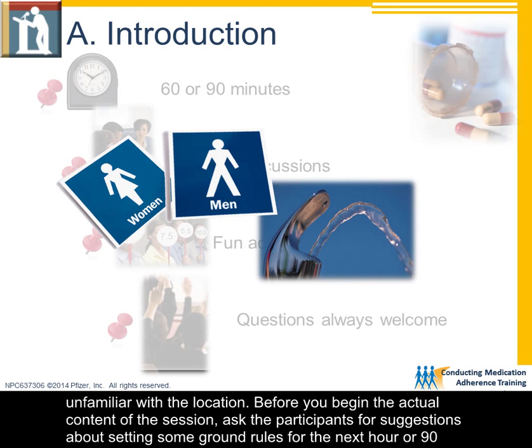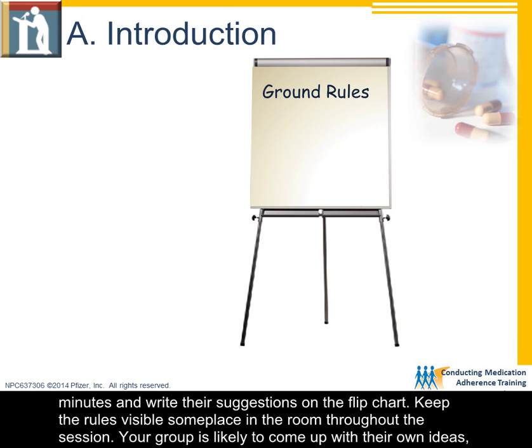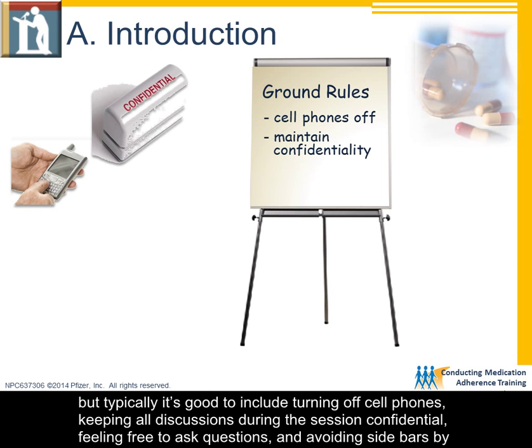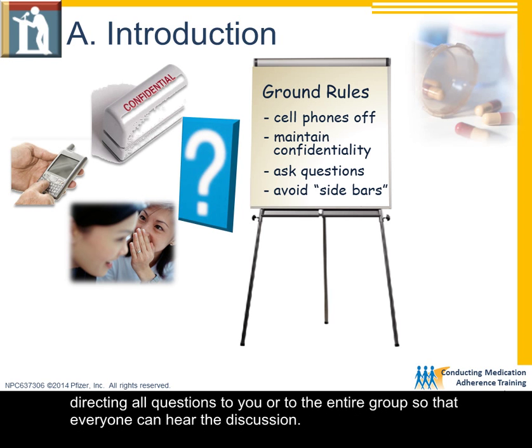location. Before you begin the actual content of the session, ask the participants for suggestions about setting some ground rules for the next hour or 90 minutes, and write their suggestions on the flip chart. Keep the rules visible someplace in the room throughout the session. Your group is likely to come up with their own ideas, but typically it's good to include turning off cell phones, keeping all discussions during the session confidential, feeling free to ask questions, and avoiding sidebars by directing all questions to you or to the entire group so that everyone can hear the discussion.